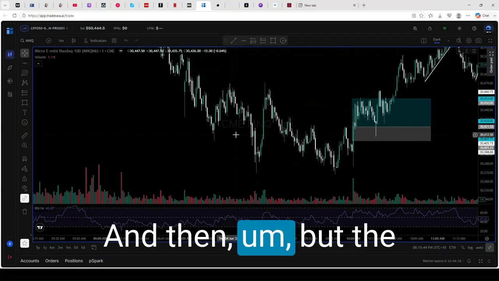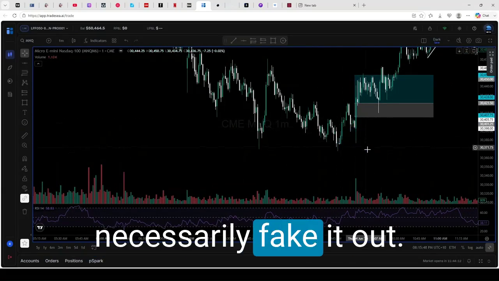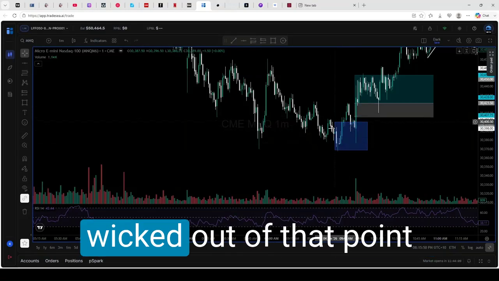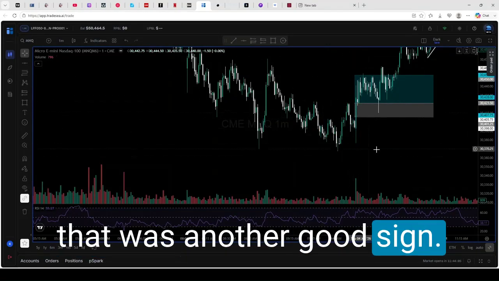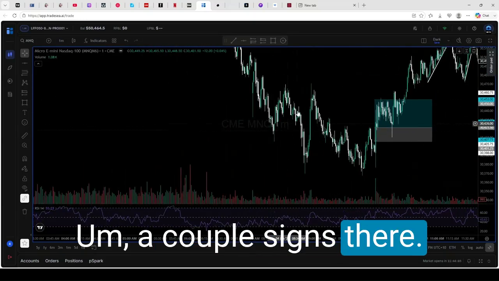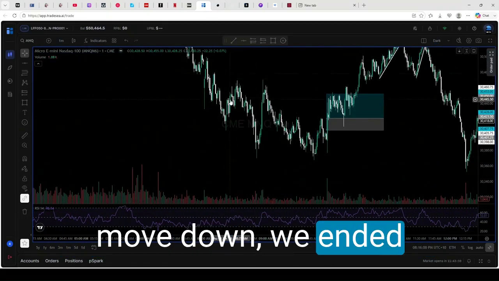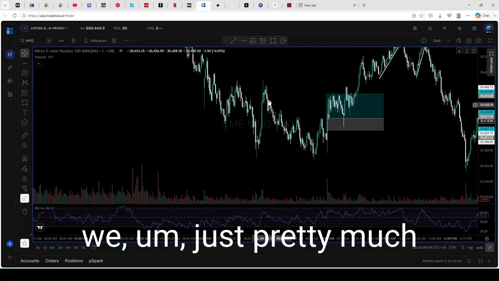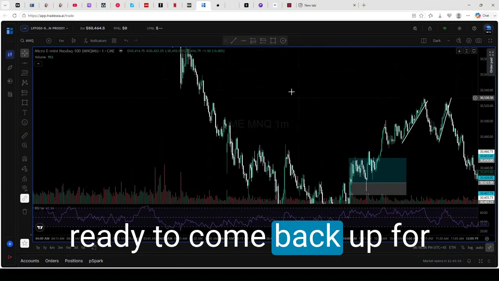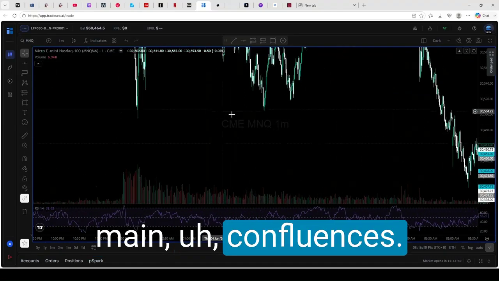The confluences were that we didn't necessarily fake out. I guess we wicked out at that point. It just reversed, and that was another good sign. A couple of signs there, but also because we had such a large, strong move down, we ended up coming down to this point and were ready to come back up for a bit. Just awesome. So that was another main confluence.